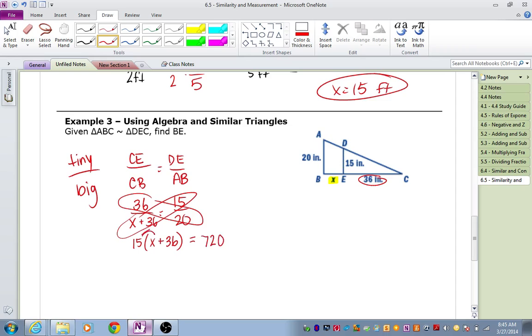But now we need to distribute. So we get 15x. 36 times 15 is 540. We need to subtract 540 from both sides. We have a two-step equation. We get 15x equals 180. And if we divide by 15, we get x is 12.